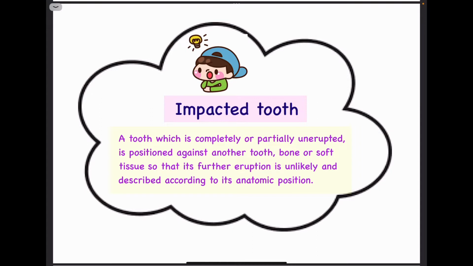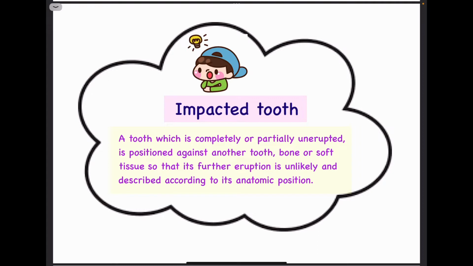a bone. Now imagine a situation wherein our wisdom tooth or the third molar is positioned towards the angle of the mandible, or rather the ramus of the mandible, right? That is, it is now positioned against a bone, or it can be positioned against a soft tissue, that is our gingiva, so that its further eruption is unlikely. Now as the tooth is positioned against another tooth, bone or a soft tissue, it cannot erupt into the oral cavity, as any of these three is acting as a barrier. They are preventing the eruption of the tooth into the oral cavity.